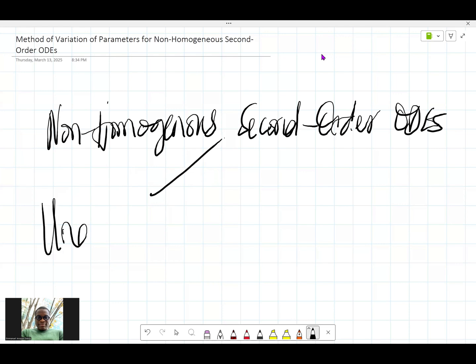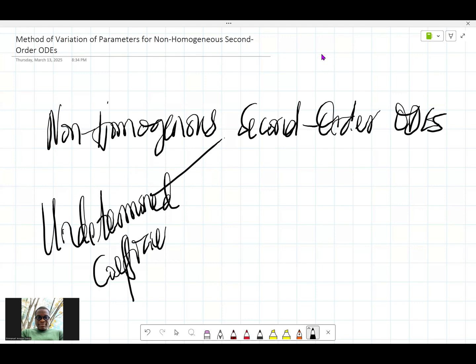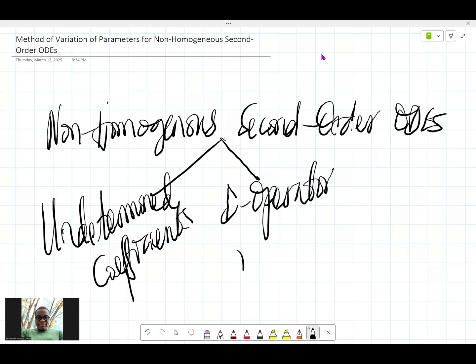Like undetermined coefficients, where you guess a possible result and then determine the coefficients later. And then in the last video, we looked at D operator techniques, where you use the D operator to get the complementary solution and the inverse D operator to get the particular solution.